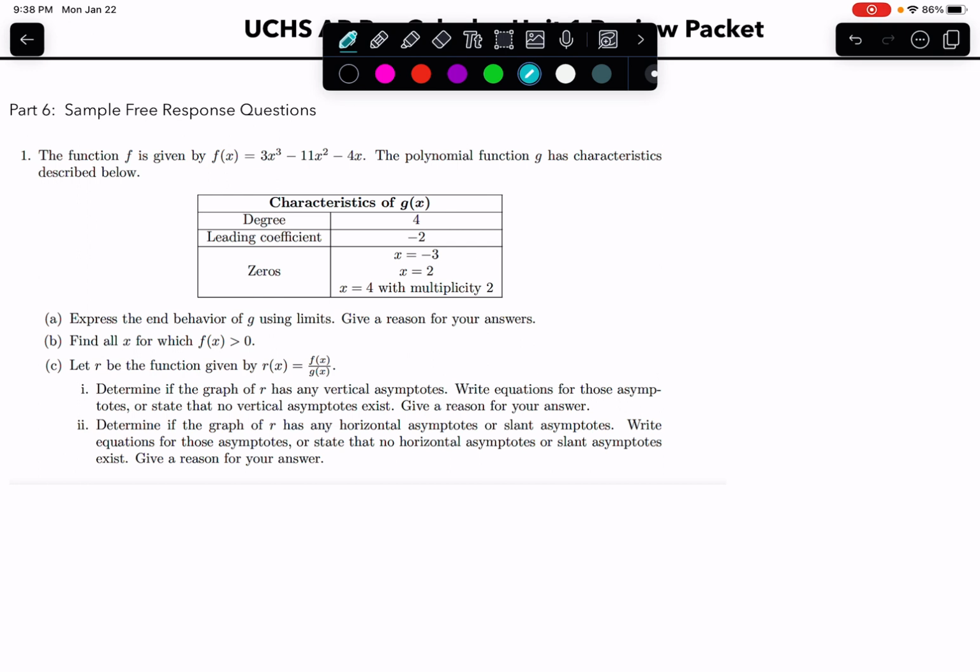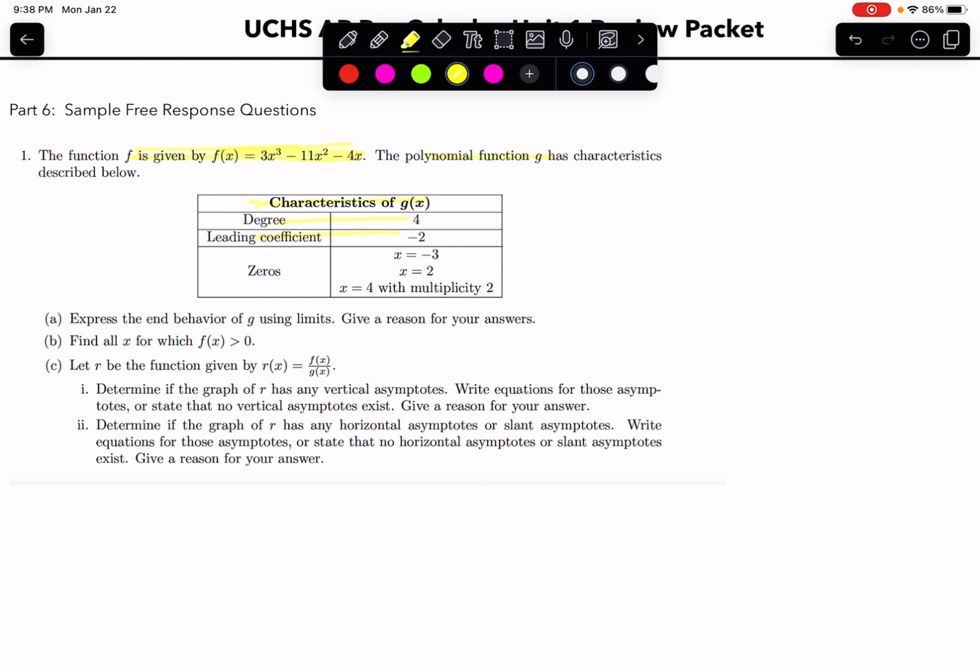First, we see that we have a function f, and it's given to us as an equation of the function, and then we have a second function g that is giving us some information about it. Okay, and so we have two functions. So A says express the end behavior of g using limits. Give a reason for your answers.